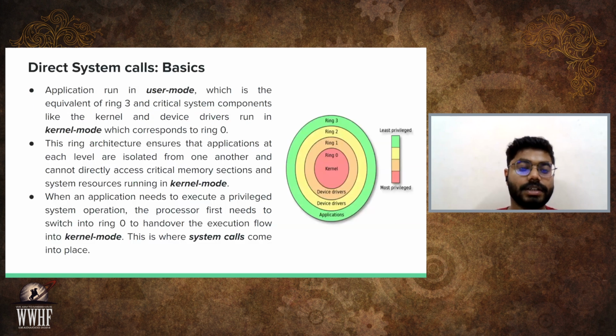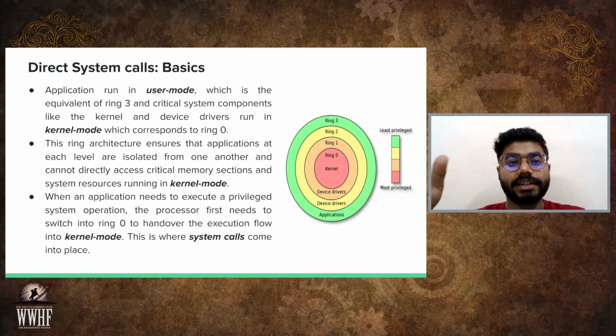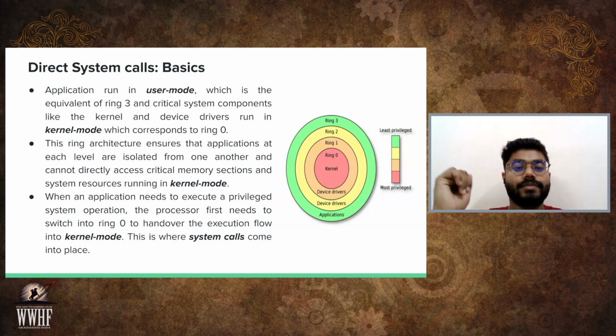Next. Direct system calls. Since Chetanya has already discussed user mode and kernel mode, you all know that our OS is developed in a ring structure. All the user mode applications run in user mode, that is ring 3 in this given structure, and all the device drivers run in kernel mode. This ring structure protects the critical memory sections. If a user mode application crashes, it won't affect the kernel mode.